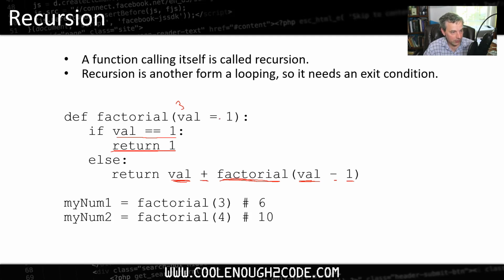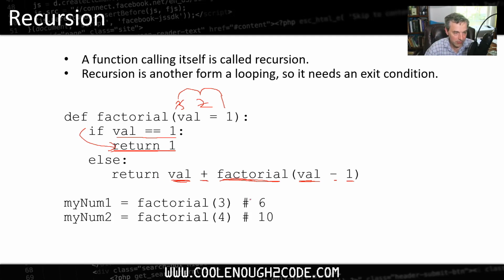So then it's going to come back up here, and this is going to be called with 2. 2 is not equal to val of 1, and it's going to come back down here to our return. In this case, it's going to say 2 plus factorial val, which is 2 minus 1. Then it's going to call that with 1. And then it's going to hit the exit condition. And then it's going to start going back up the stack. And then it's going to say 1 plus 2. And that's going to return 3. And then it's going to take 3 plus 3. And then it's finally going to return 6.